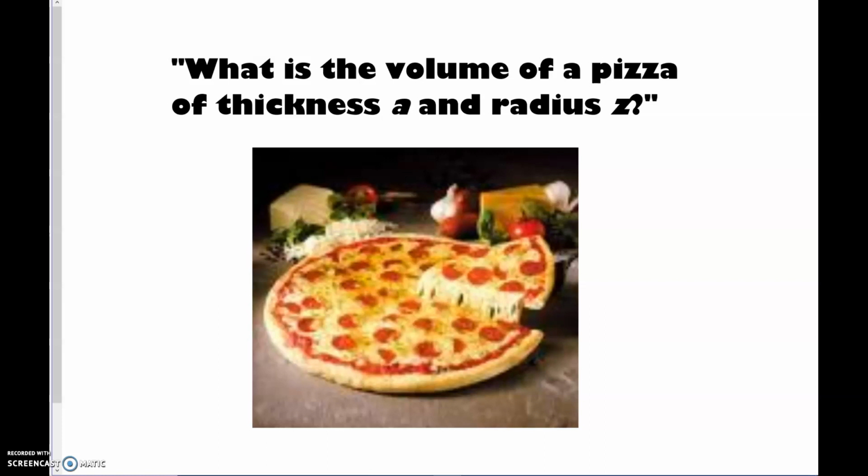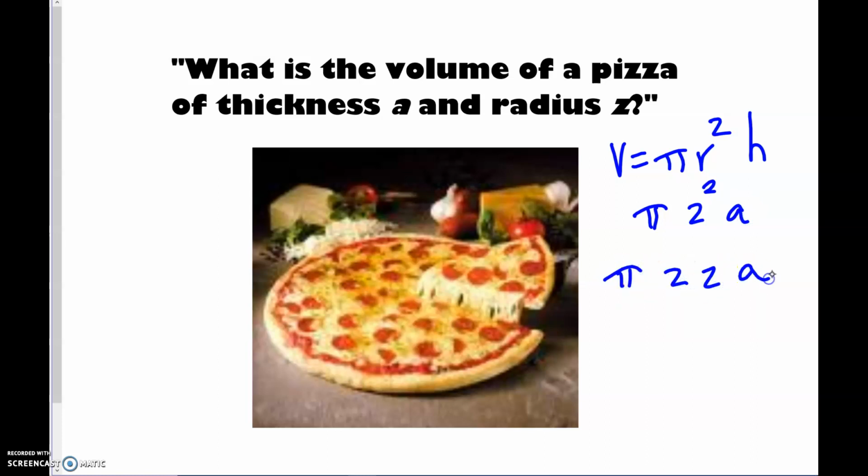So what is the volume of the pizza of a thickness A and the radius of Z? So we are using volume, which is going to be your pi r squared times the height. So we've got pi, radius squared. So what do they say? The radius squared is z squared. My t's and z's look alike. And a thickness of A. So it looks like we have pi z squared A.